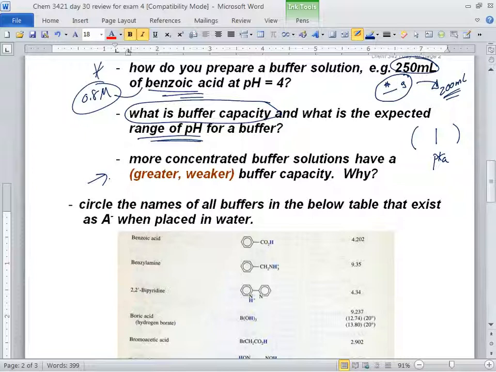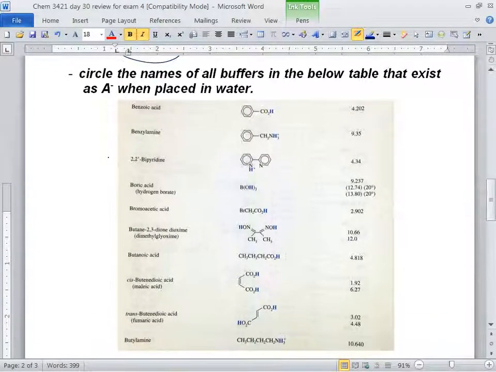Brandy, more concentrated buffer solutions have a greater buffer capacity. And why, Andy? Simply because there's more reaction. Yeah, there's more conjugate acid and more conjugate base. There's just more of it, so you can definitely buffer better.